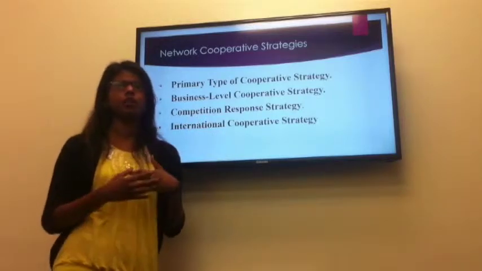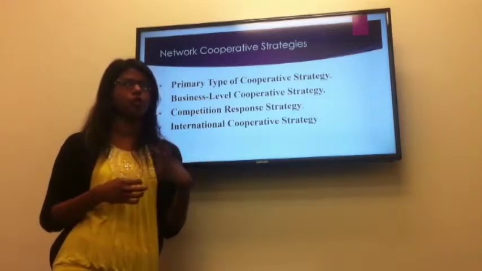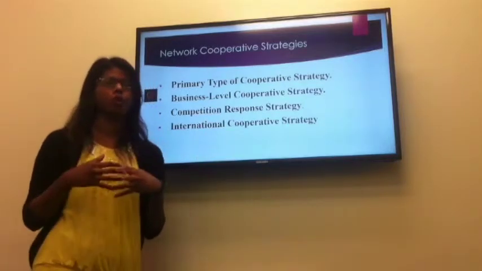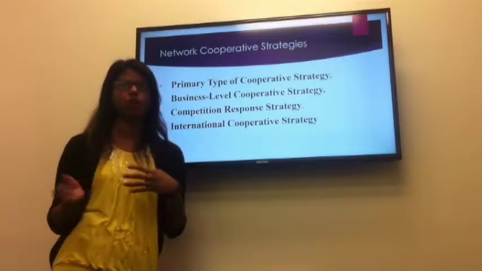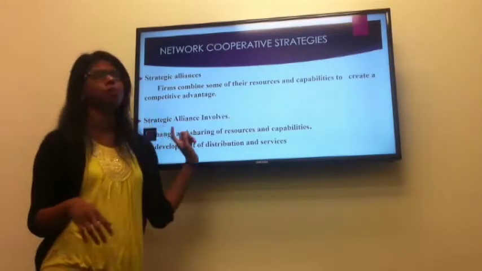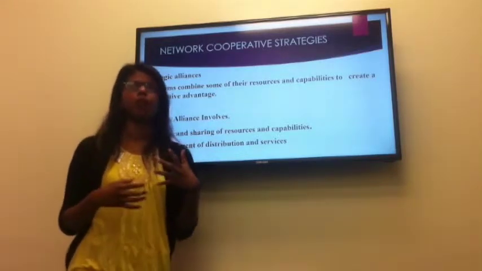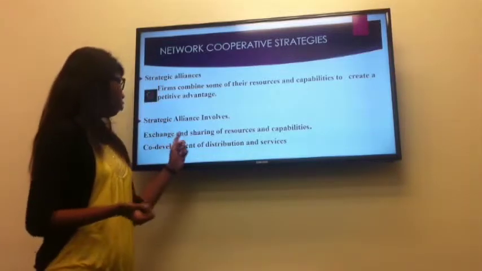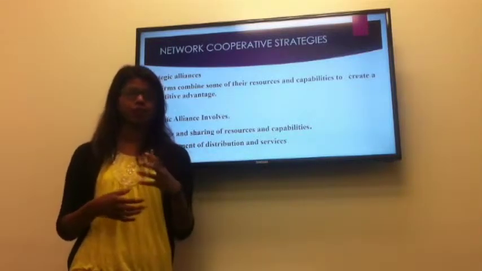Competition response strategy is where competitors initiate competitive actions to attack rivals and launch competitive responses to their competitive actions. International cooperative strategy is where firms with headquarters in different nations combine some of their resources and capabilities to create a competitive advantage. Next slide, please. Network cooperative strategies also talk about strategic alliances, which means firms combine some of their resources and capabilities.